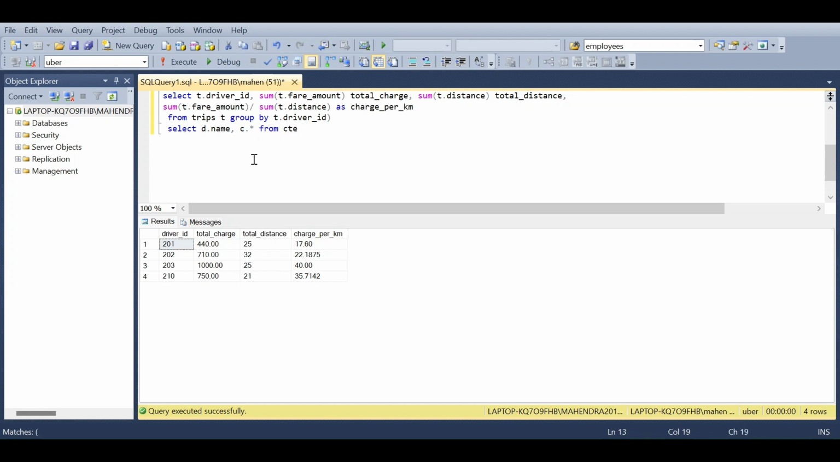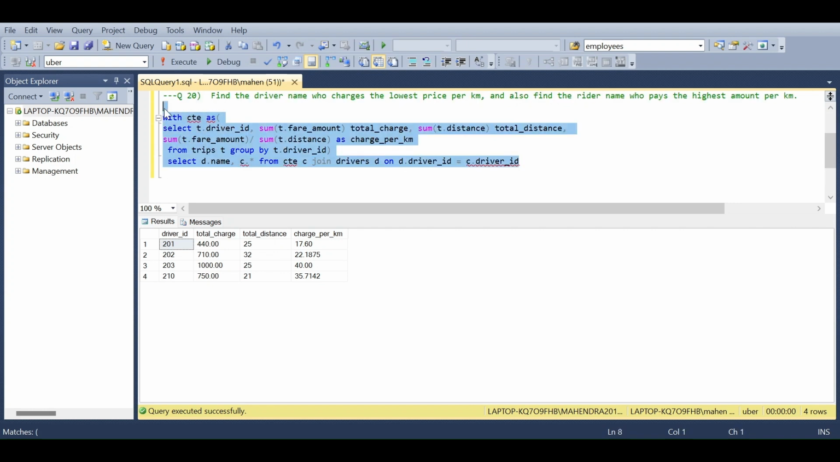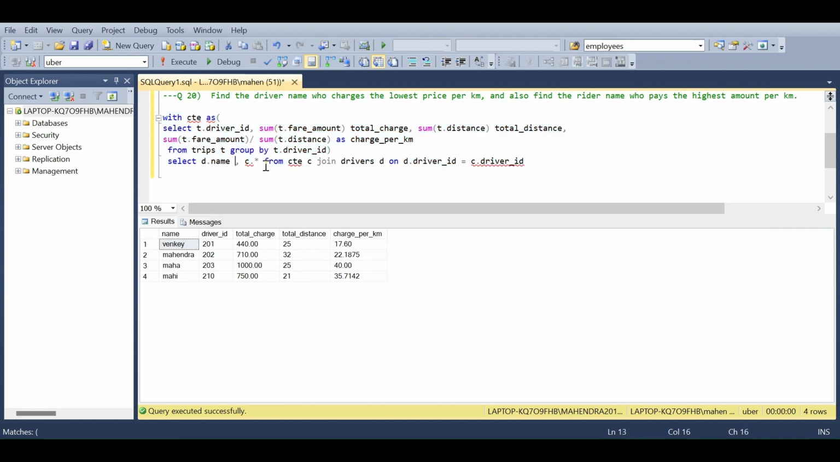We are extracting all this data from the CTE c join drivers d on the commonality in those two tables, which is driver ID. So d dot driver ID is equal to c dot driver ID. Now if I execute this one, you can see here we have name, driver ID, total charge, total distance, and charge per kilometer. And this name, we are going to assign as driver name.